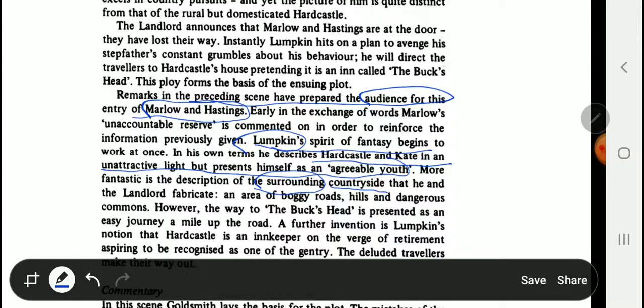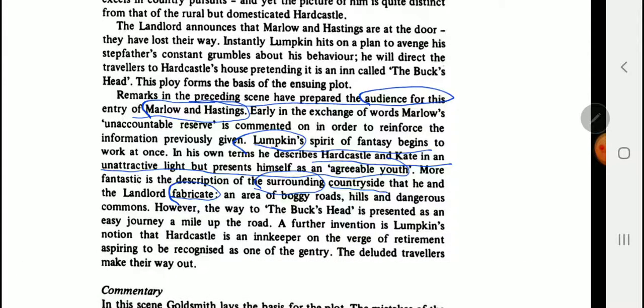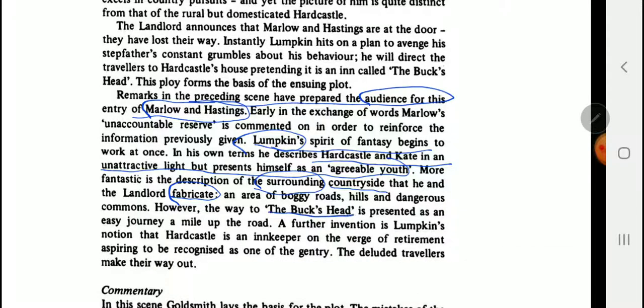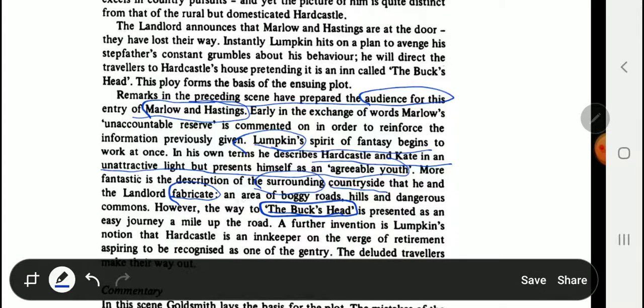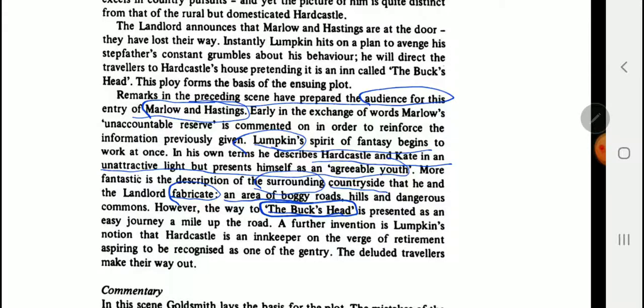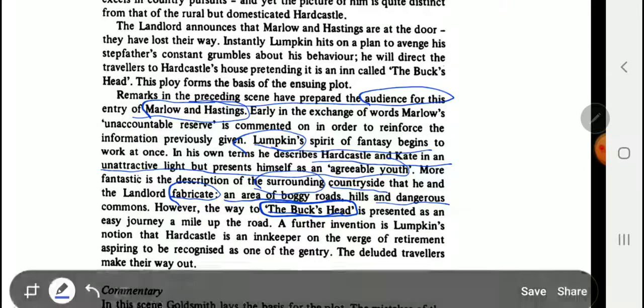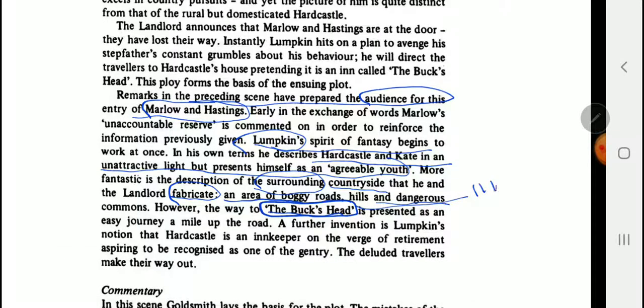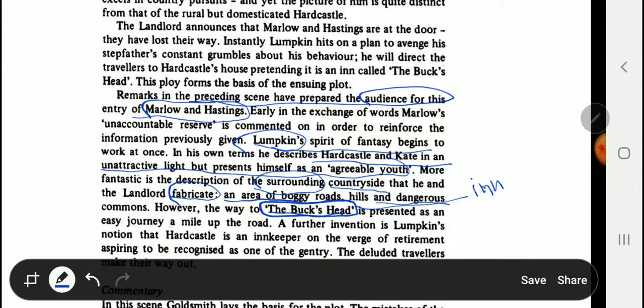They said that, by the way, student, this is a truly fabricated description, because they want them to believe that the Buck's Head or Mr. Hardcastle's house is the good way to go there, because they told them that the area and the countryside is boggy road, hills, and there are a couple of dangerous things happening around. So they asked them to go to the Buck's Head or to the inn or Mrs. Hardcastle's house, because this is truly an easy journey for them, and it's a really good place.